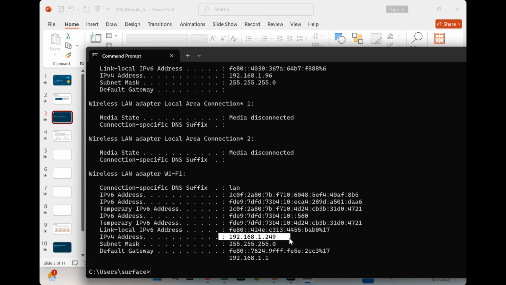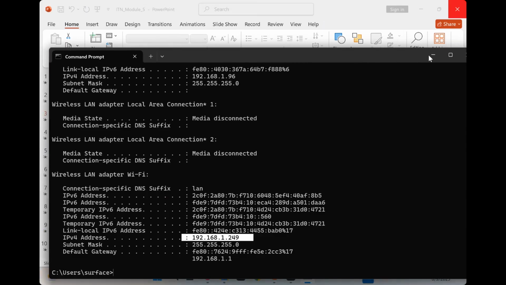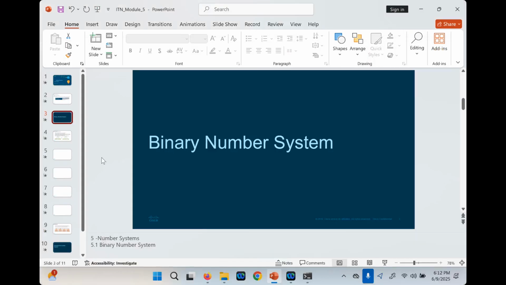So we talk in decimal. The computer talks in binary. We input the IP address in decimal in our computer. The computer does not see that IP address as decimal. It sees it as binary. And that's why we need to understand what this binary system is all about. So we're going to be talking about the binary system.